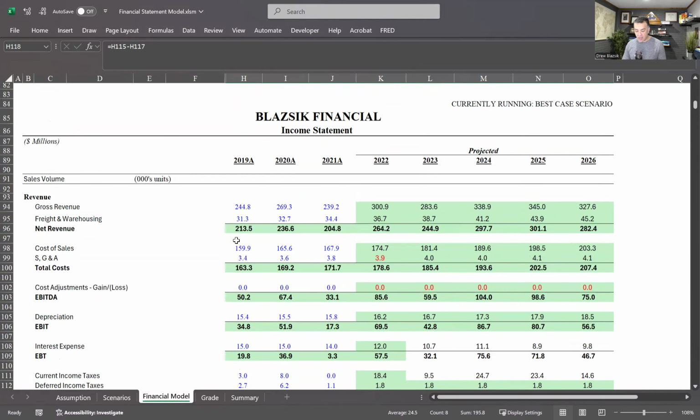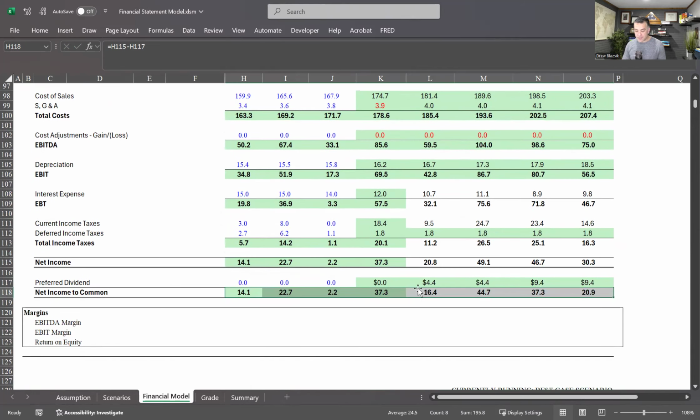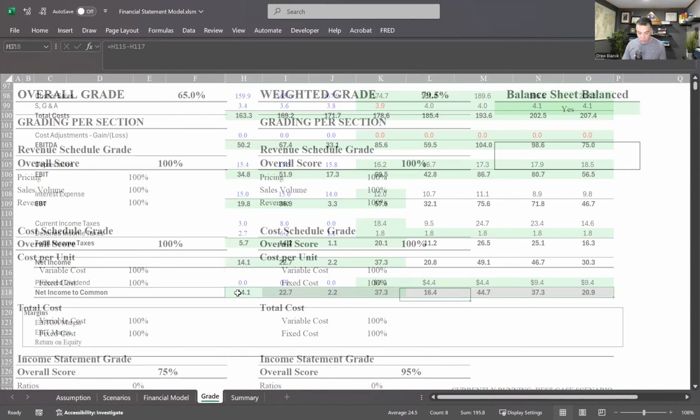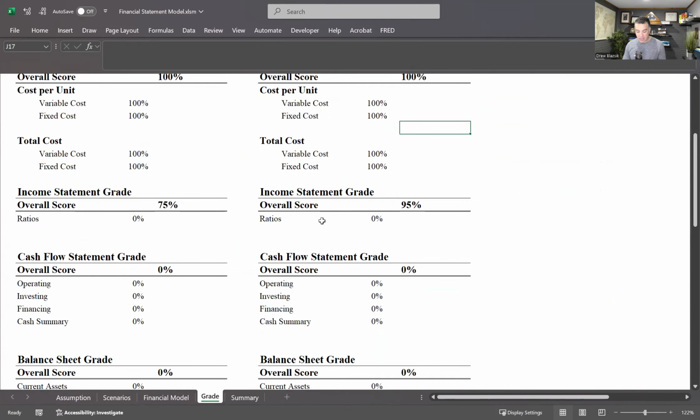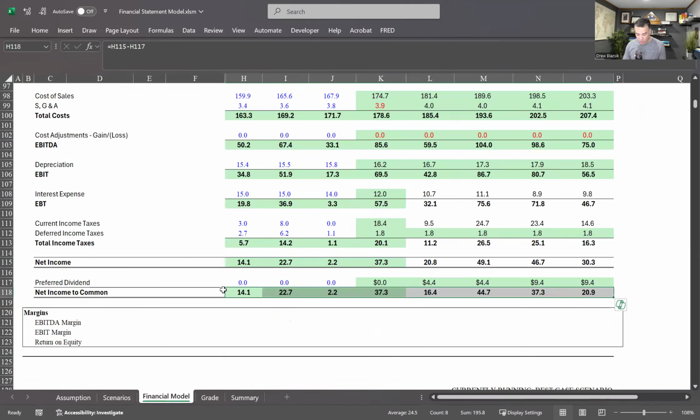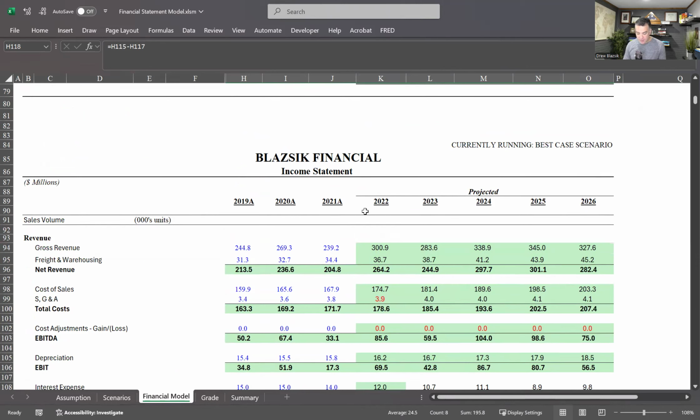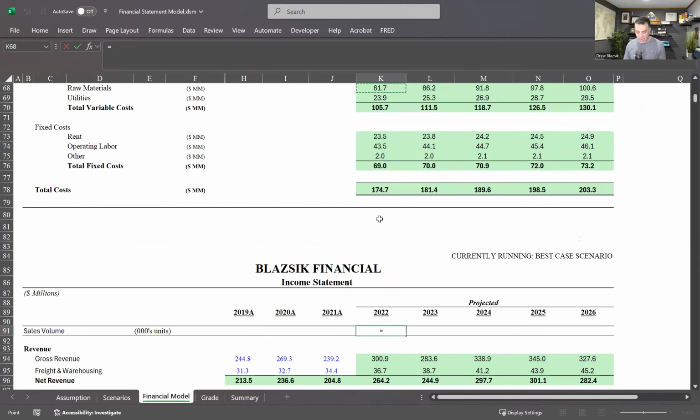Okay, so the income statement is solved. As you can see, it's not all green, so these numbers are not correct, even though we have solved it. So if I go to the grade, the income statement is almost solved, and I forgot one part, which was our sales volume. I include that up there. And that's important for the working capital schedule.